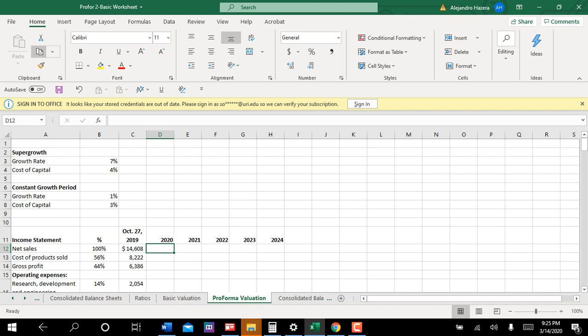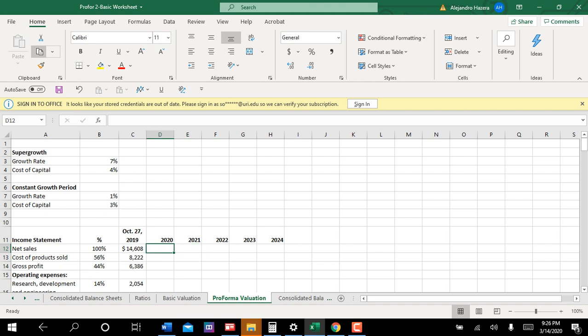Okay, so here's what we're going to do. We're going to work with a couple of formulas here, and these are very important. We're assuming that for the next 5 years, all of this is your super growth period. So all these right here, these 5 years, 2020, 21, 22, 23, 24, this is your 5-year super growth period. I could write a title over here and put super growth, but I don't want to put too many titles there. We're going to assume that starting in 2019, when we had $14.6 billion in sales, those sales are going to grow at 7% over the next 5 years.